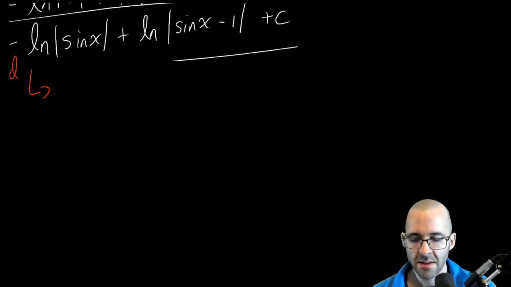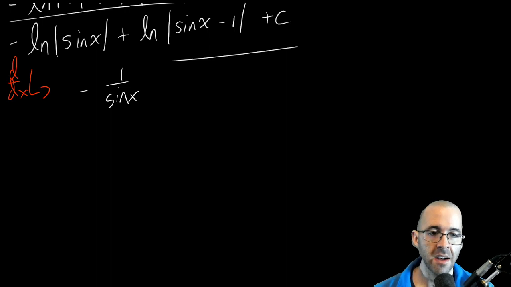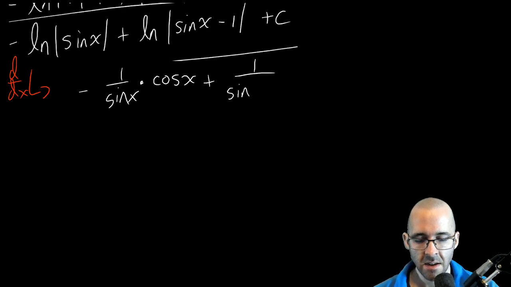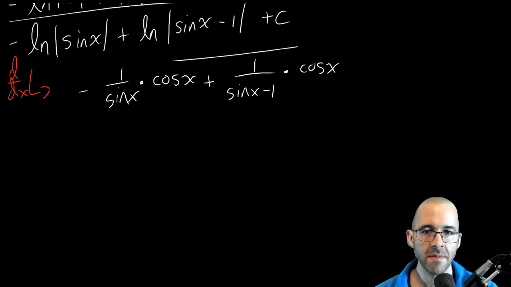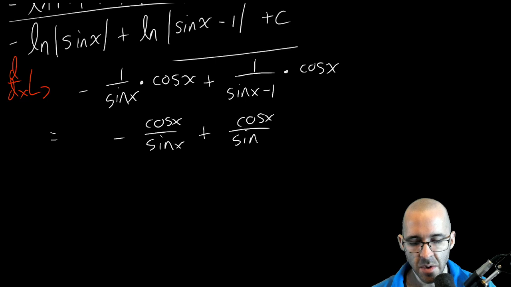So if we take the derivative of this, that's going to be negative. The derivative of natural log is 1 over the inside, then we do need the chain rule. Derivative of constant, 0. So this is negative cosine of x over sine of x plus cosine of x over sine of x minus 1. We need a common denominator if we're going to combine these. This needs a sine x over sine x. And this needs a sine x minus 1 over sine x minus 1.